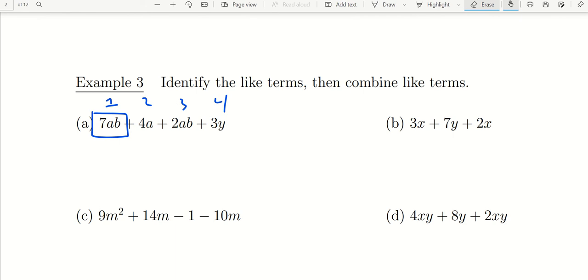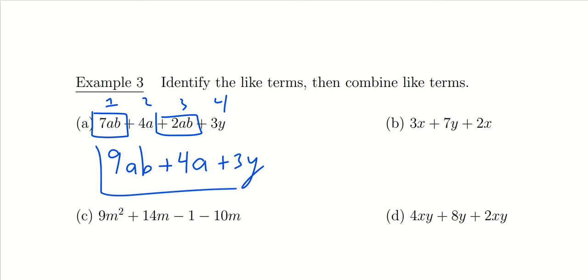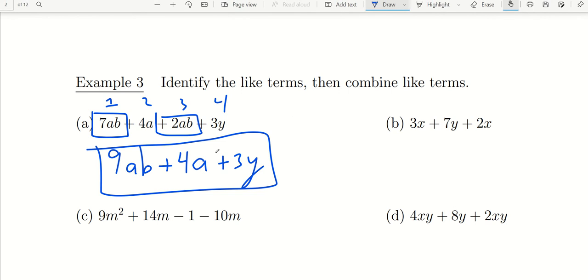So we have a positive 7 AB, and we also have a positive 2AB. Because they're like, we can add the coefficients. 7 plus 2 gives us 9, and it's an AB term. The 2 remaining terms would be that 4A and that 3Y, and they're not like anything else in the problem, so they can't be combined. So our final answer is 9AB plus 4A plus 3Y.